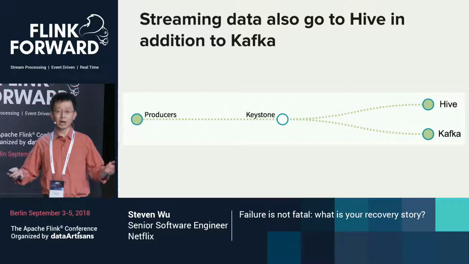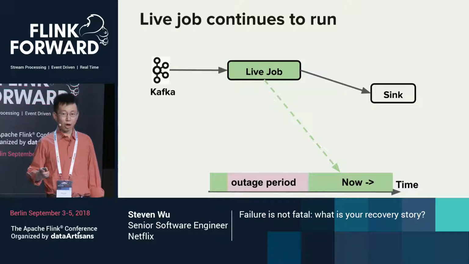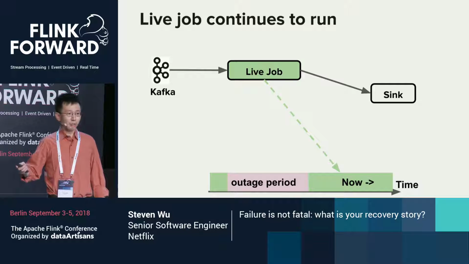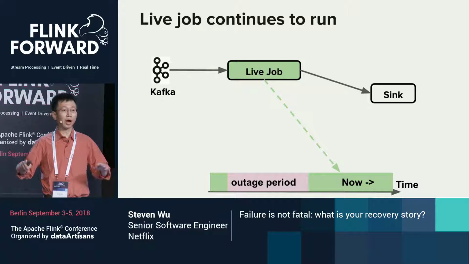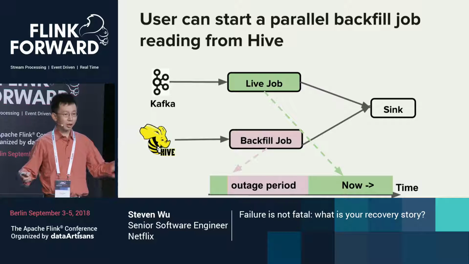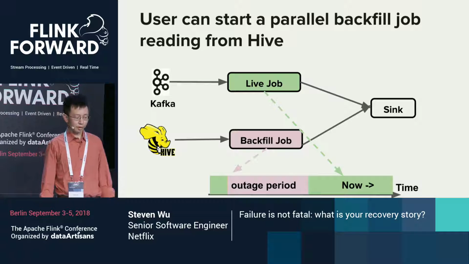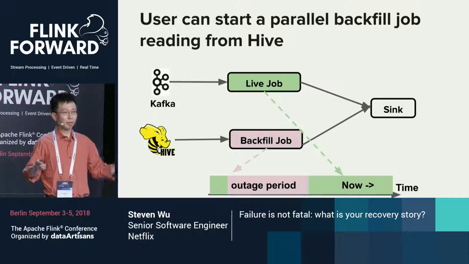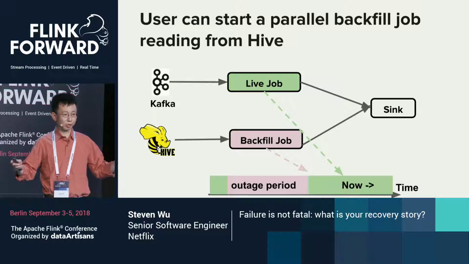Since the data lives in the Hive data warehouse as a long-term storage, we are wondering, can we leverage those data for failure recovery for a Flink job? This is how it works. The live job had an outage. It recovered either automatically or through manual intervention when the underlying problem gets fixed. We let the live job continue to run. Meanwhile, user can start a parallel backfill job that reads from Hive table. It will scan the data from the outage period, and the backfill job will stop when it's done with scanning the data from the outage period.